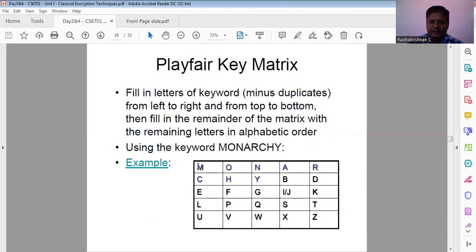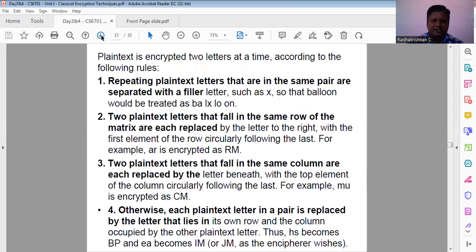If a value is duplicated, we need to eliminate it. For example, if the letter S is present in the keyword, then since the keyword is already filled, the alphabet letter S will be removed. So this is the way: the keyword is filled first and the remaining alphabet is filled in sequential order. Repeated characters will be omitted. Next, the plaintext is encrypted two letters at a time according to the following rules. So what are the rules?